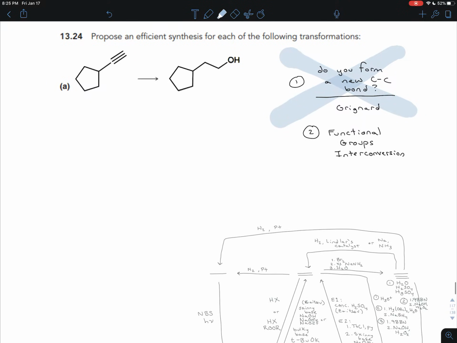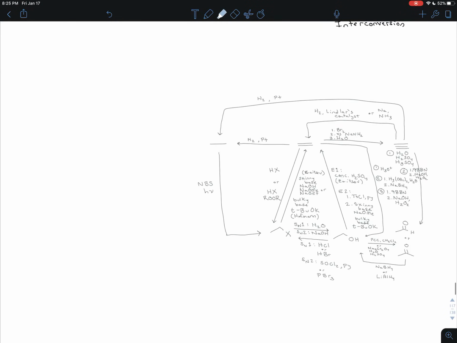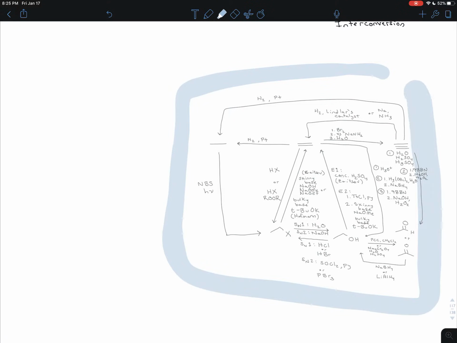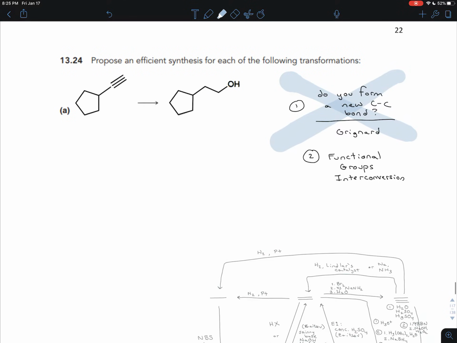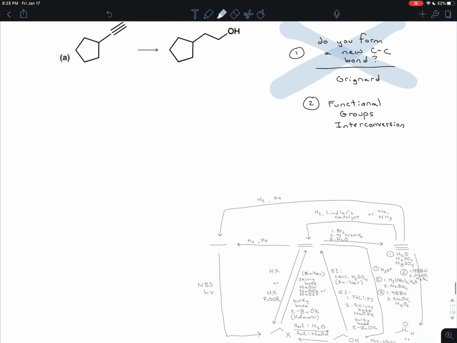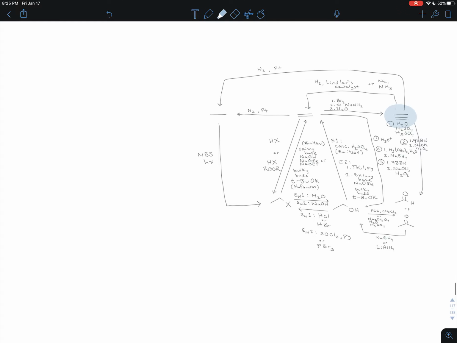So really, we're just focusing on functional groups changing or interconverting. And that's what this table that we built in that previous video describes. Now what they're giving us here is an alkyne, so we're starting with that triple bond. And what we want to get to is an alcohol. So we want to end up over here.